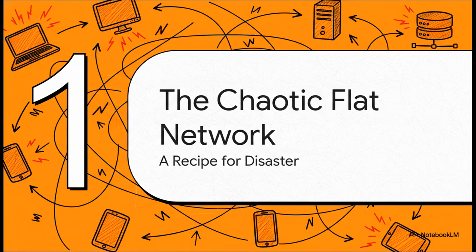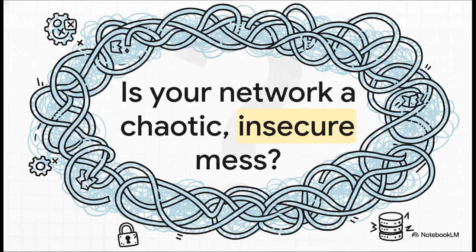Okay, Section 1, the chaotic flat network. This is ground zero. This is the Wild West, where every single device on your network is in one giant room, all shouting at each other at the same time. Trust me on this one, it is an absolute recipe for disaster. So let me just ask you straight up, does your network ever feel like this? Just a tangled, chaotic mess where one little hiccup can bring the entire operation to a grinding halt? If that sounds familiar, well, you're not alone, and you're probably dealing with what we call a flat network.